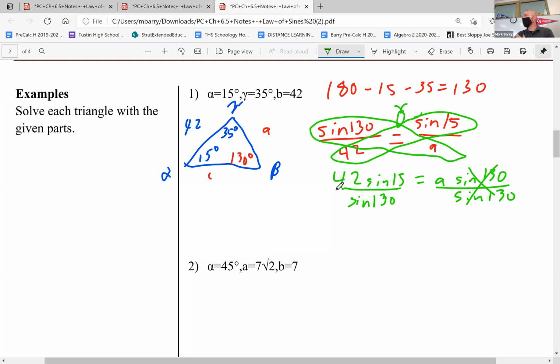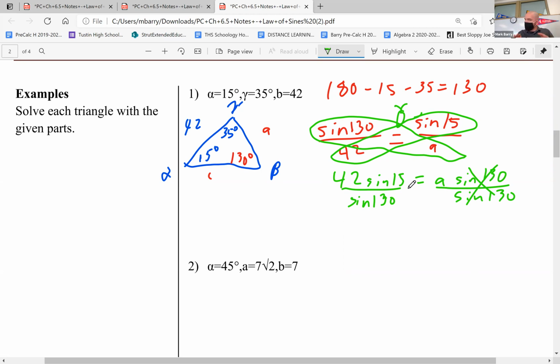So don't ever, if you had numbers out front, you actually could reduce those, but numbers inside of a sine, you cannot reduce, okay? Or a tan or a cosine or any of that stuff. So from here, I'm just going to type that in my calculator now, and I'm going to get a decimal answer, and I'm going to be done finding side A.